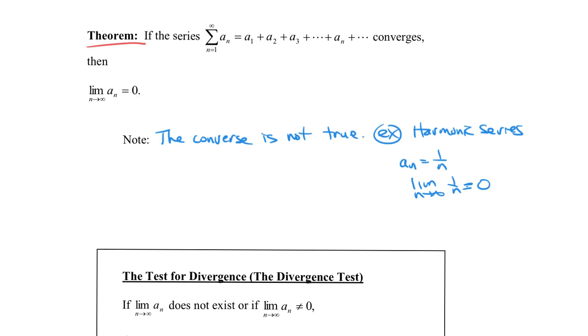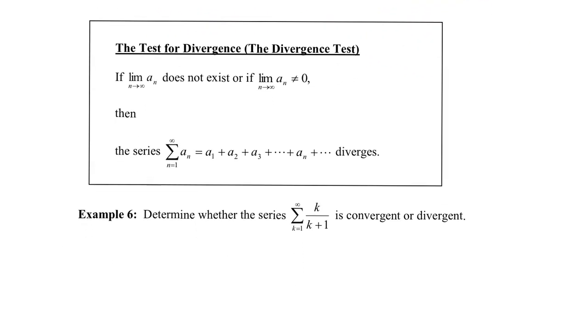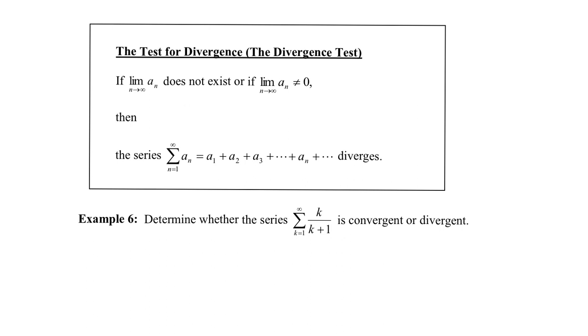And it turns out that we can use this for our first convergence test. We can use that theorem. Now this test goes by many names. The test for divergence, the divergence test, and sometimes it has another term, I'll just say the nth term test. All of these refer to the same thing. And basically all it says is this. If the limit of the nth term of a series does not exist, or the limit is not equal to 0, then the series diverges.